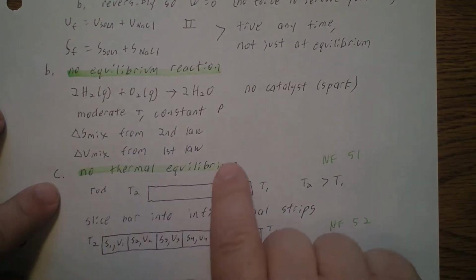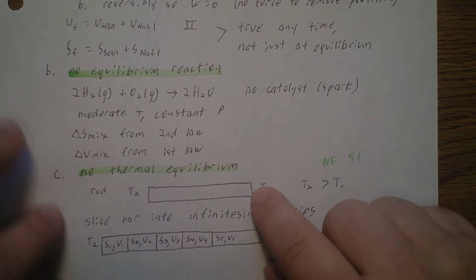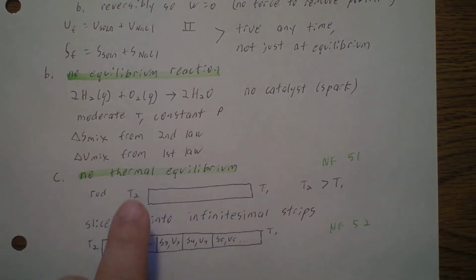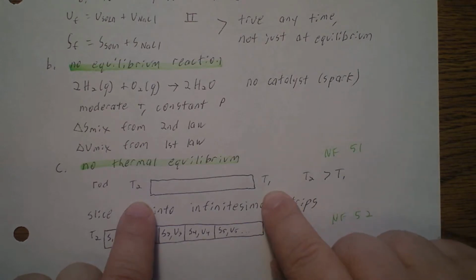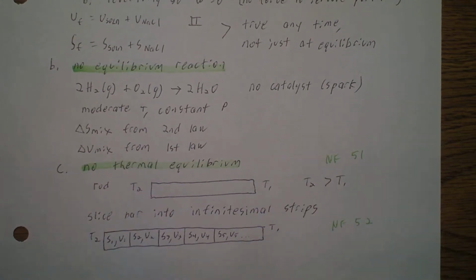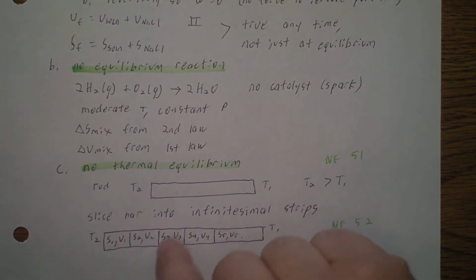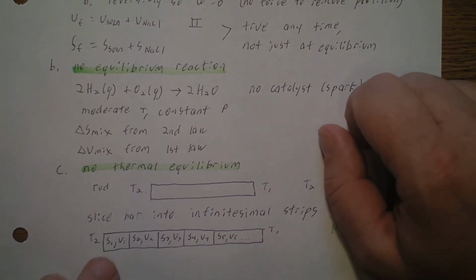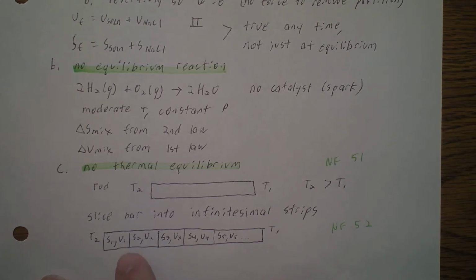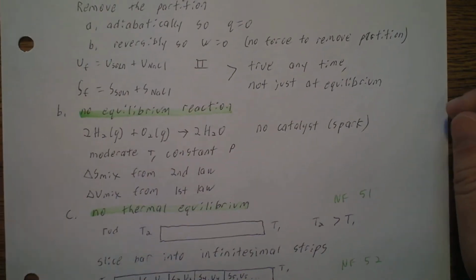So what if there's no thermal equilibrium? Let's say we have some metal rod that will conduct heat. And we have temperature 2 over here, temperature 1 over here, with temperature 2 greater than temperature 1. Well, to analyze this, we can just slice it into infinitesimal slices. So we have entropy of slice 1 and the internal energy of slice 1, entropy of slice 2 and the internal energy of slice 2, entropy of slice 3, internal energy of slice 3, and so on, all the way to infinity if it's really continuous.